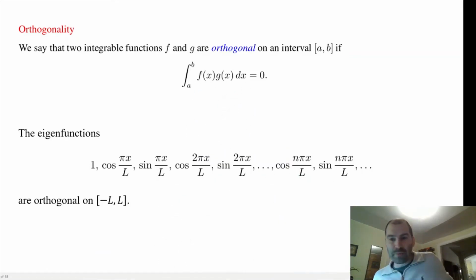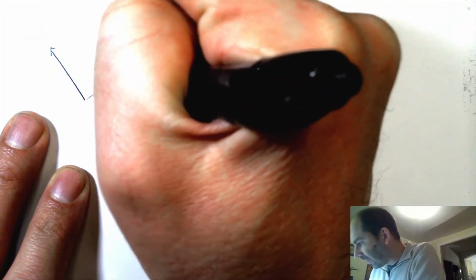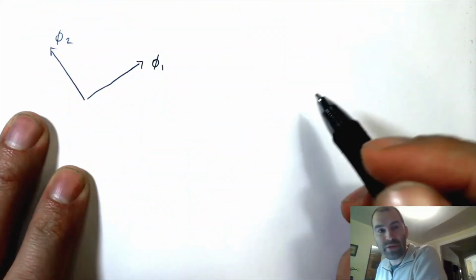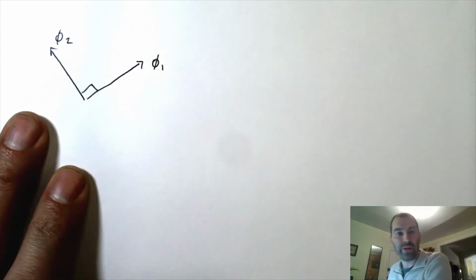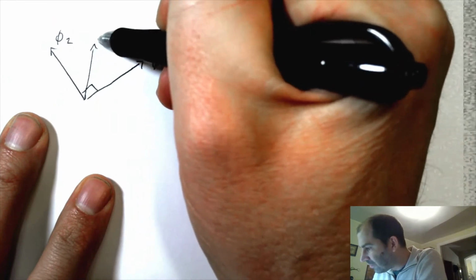Okay, so we mentioned that these eigenfunctions are orthogonal. Well, so what? When you have orthogonal vectors, here's something you can do. Let me take two orthogonal vectors. I'm going to call them phi1 and phi2. And they are orthogonal. They're at a right angle. And now I'm going to take any other vector, say v.